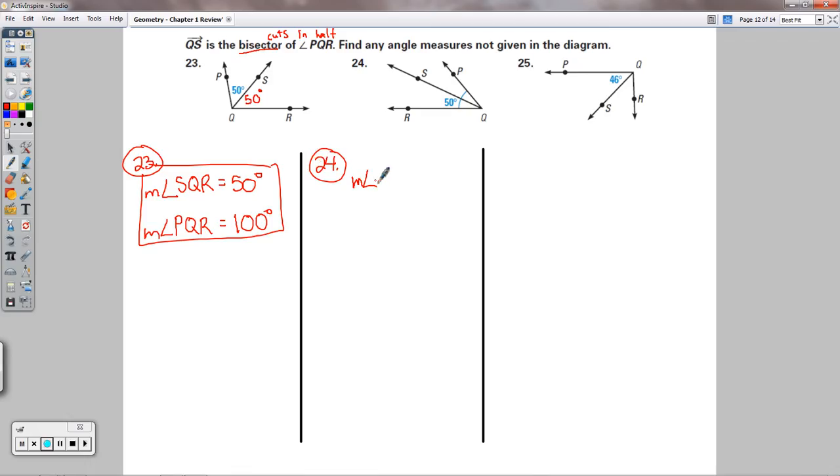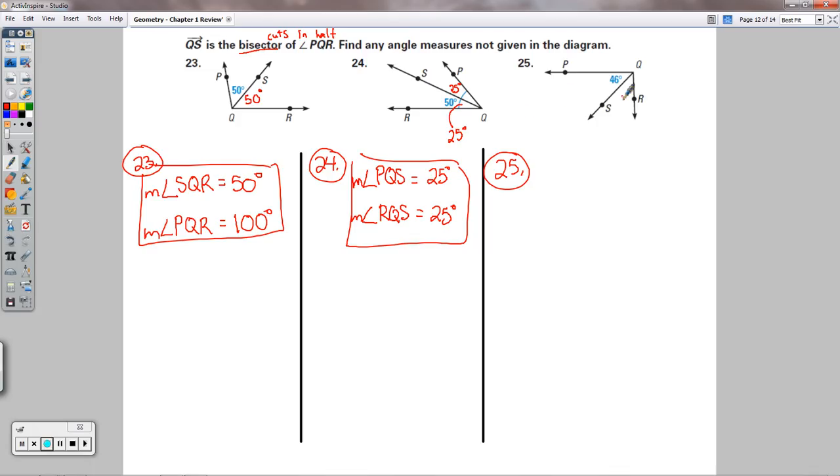Okay, so the measure of PQS would be this one. That'd be 25. It'd be half of 50. And the same thing about this angle right here. That would be SQR once again, or RQS would be another way to say that. So PQS is 25. RQS, the other small one, is also 25. Beautiful.